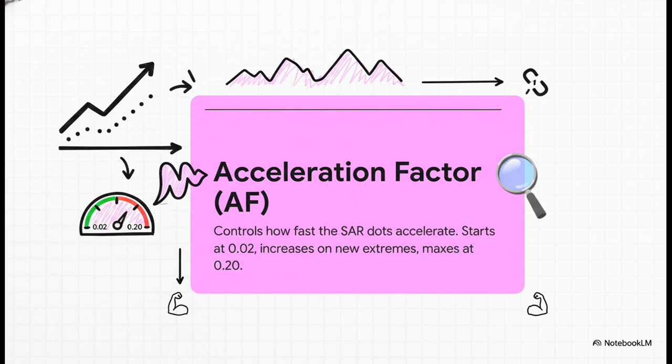And what's pushing that car? It's something called the acceleration factor, or AF. You can think of the AF as the gas pedal. It starts off real slow, at a setting of 0.02. But every time the price makes a new high in the uptrend, you press the gas just a little bit, the AF increases, and that dot jumps closer. It keeps speeding up until it hits its speed limit, which is 0.20. That cap is super important because it keeps your stop from getting way too tight.